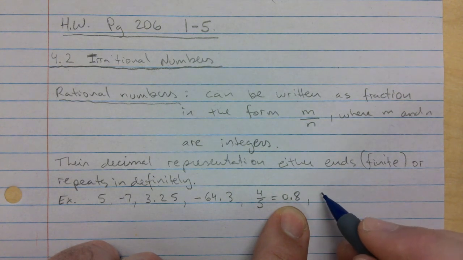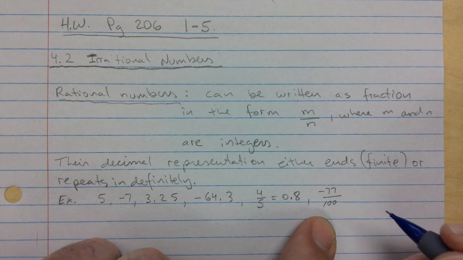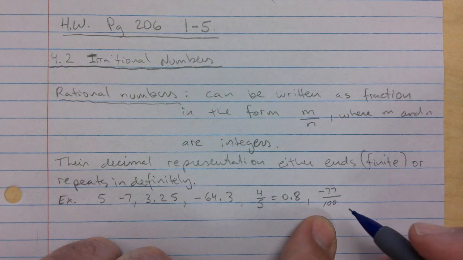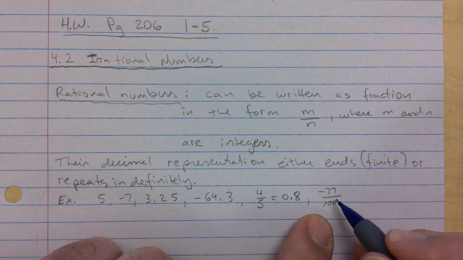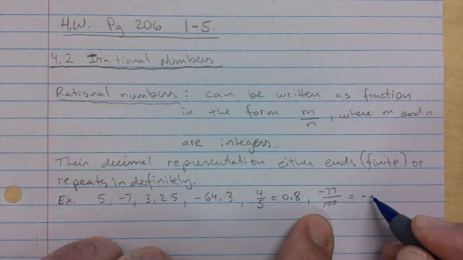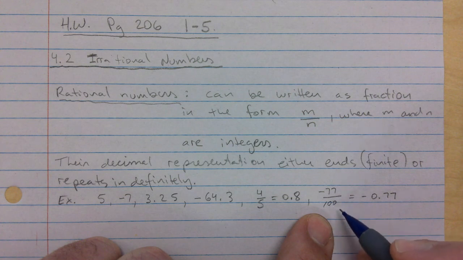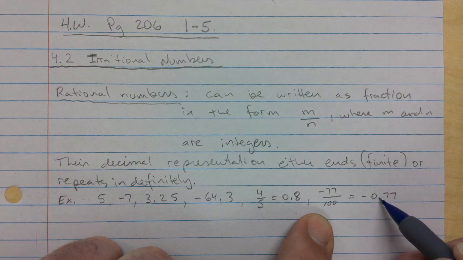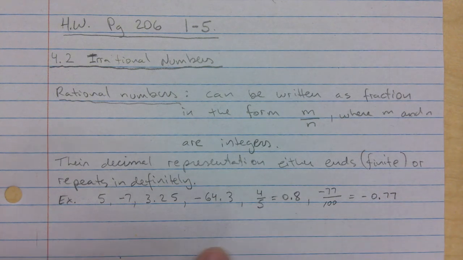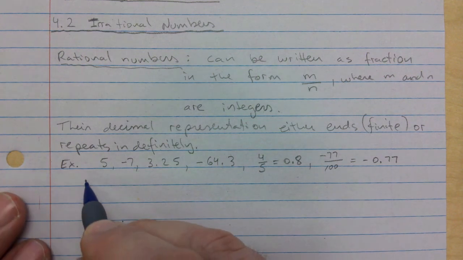Even though you're not allowed calculators in this unit, you will be able to use it for the trig unit, which is after, and the measurement. And then what about negative 77 over 100? Well, first of all, yes, it's written already as a fraction, but if you wanted to take it further, if you turn that into a decimal, which is easily done, the decimal shifts two places to the left. That's negative 0.77. So it ends. It doesn't matter if it's positive or negative.